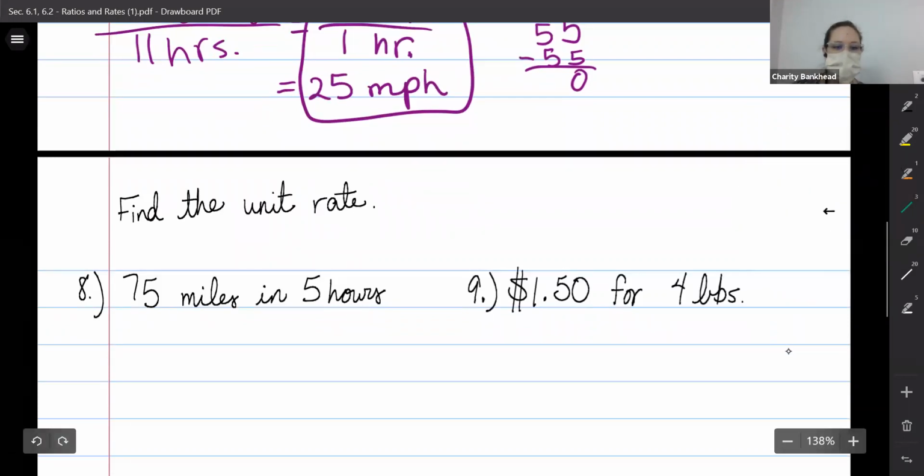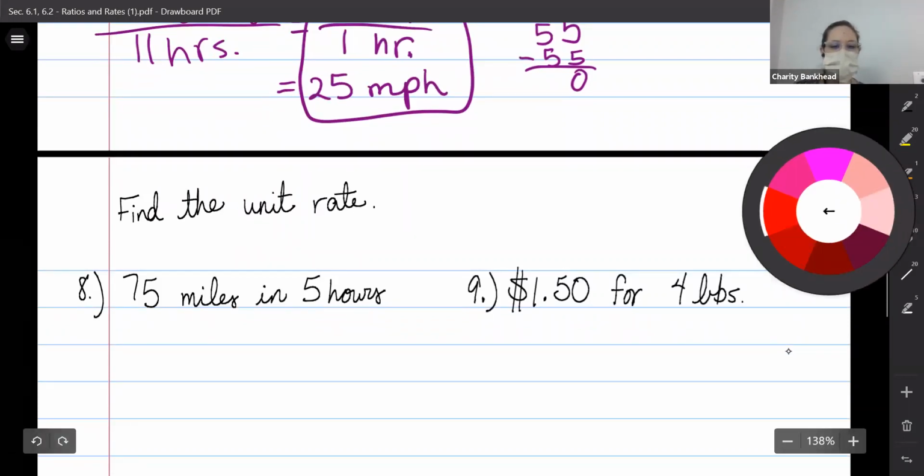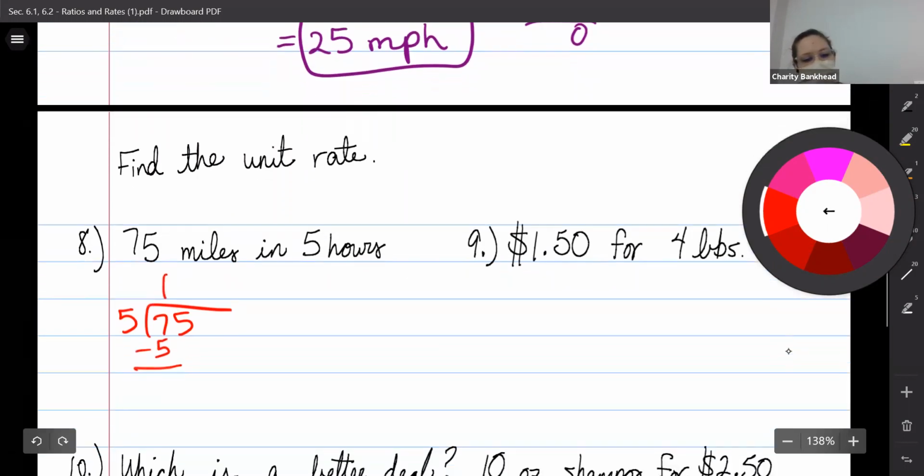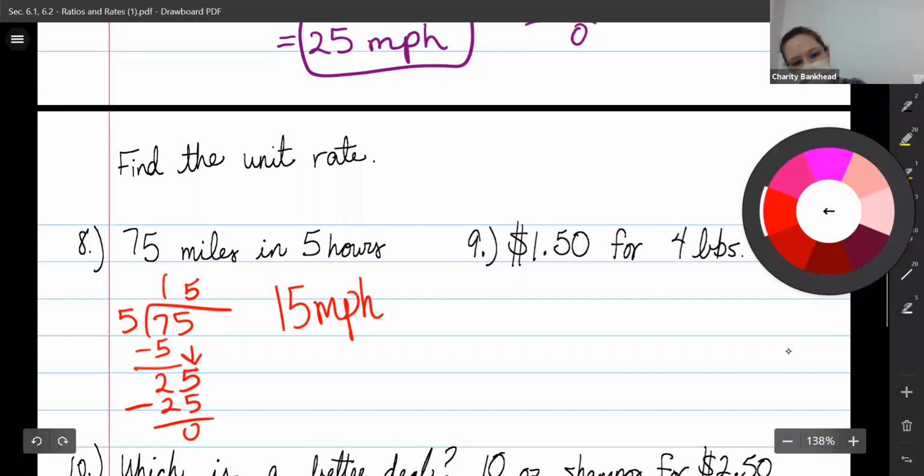So 75 miles in 5 hours. So we're just going to divide 5 into 75. So 5 goes into 7 one time. 1 times 5 is 5. 7 minus 5 is 2. Bring down the 5, and 5 goes into 25 5 times exactly. So this is 15 miles per hour.